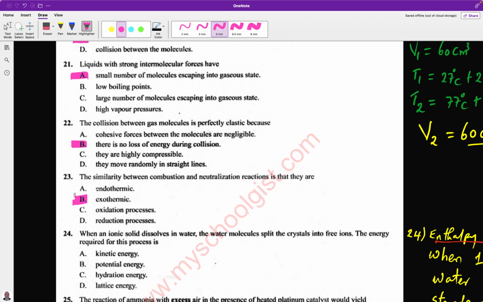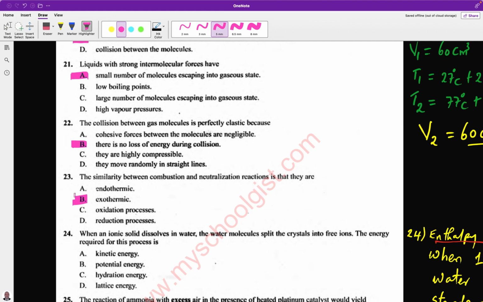Is it hydration energy? No. It is similar to hydration energy. Is it lattice energy? No. The only possible answer here is hydration energy.